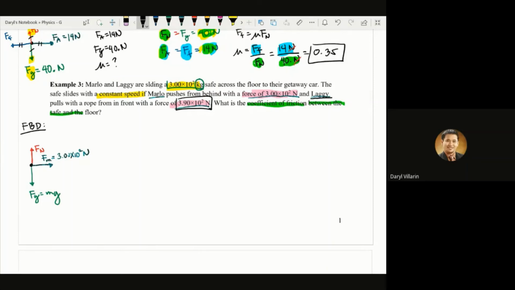So remember, from behind and then pulling it, so these two forces are in the same direction, okay? One is pulling it, one is pushing from behind. So essentially, if you're going to draw that in your free body diagram, their direction would be in the same direction. So it should also be to the right. So this is the force exerted by Laggy, which is 3.90 times 10 to the power of 2 newtons.